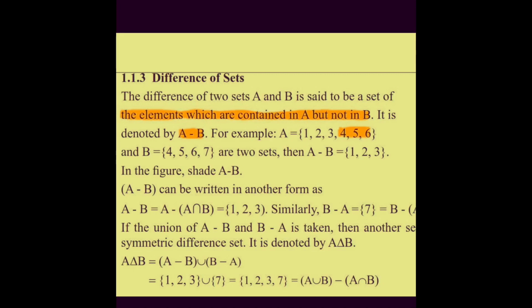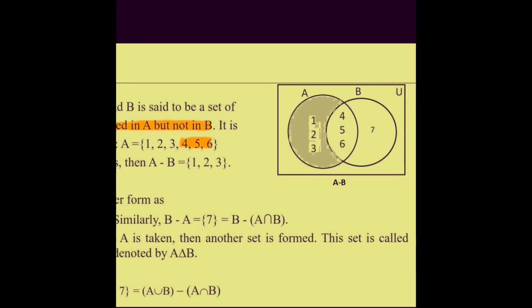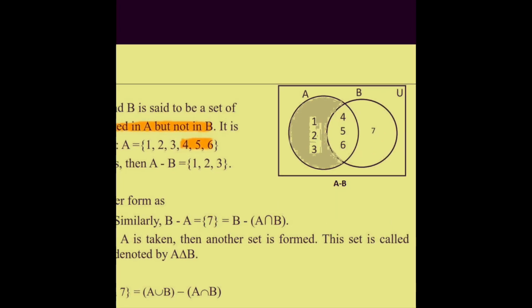You can see in the example, A consists of 1, 2, 3, 4, 5, 6 and B consists of 4, 5, 6, 7 are two sets. Then A minus B is 1, 2, 3. That means 1, 2, 3 are only the elements from A. That means the elements from B are subtracted. Okay, and you can see in these figures, the shaded portion is A minus B, from where the common elements 4, 5, 6 are not mentioned in A minus B.